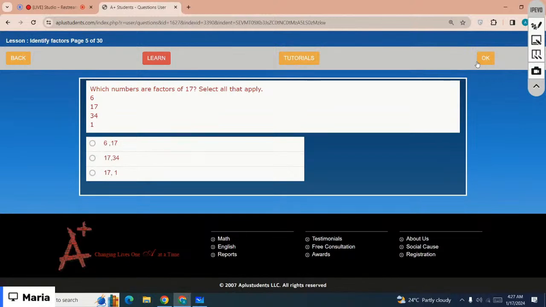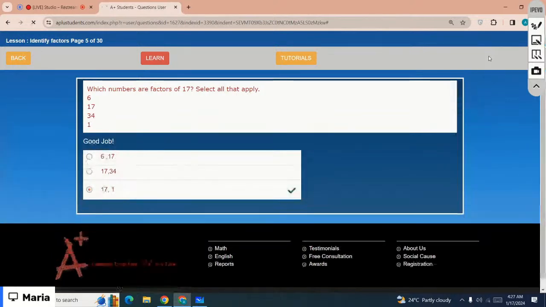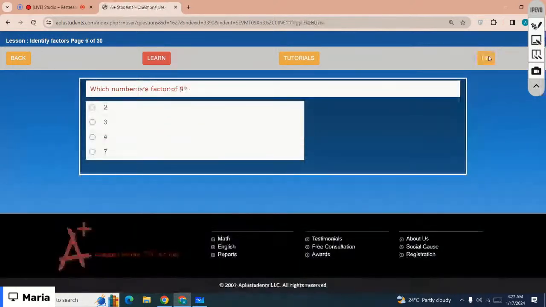The correct option is 17 and 1. The last option is the correct one. There are only two numbers that are the factors of 17, factors 17 and 1. How is 34 divided? How can 34 divide 17?